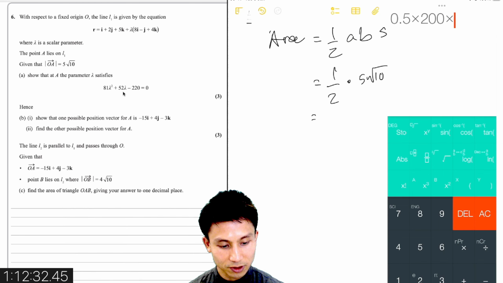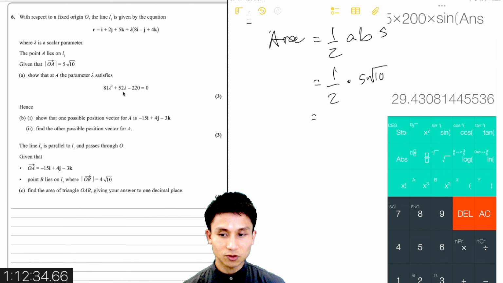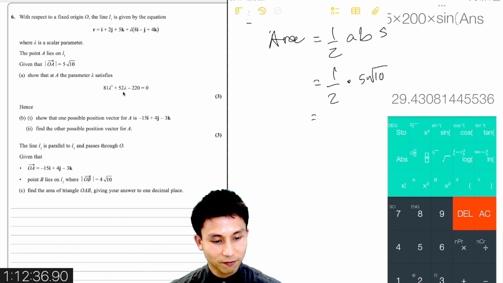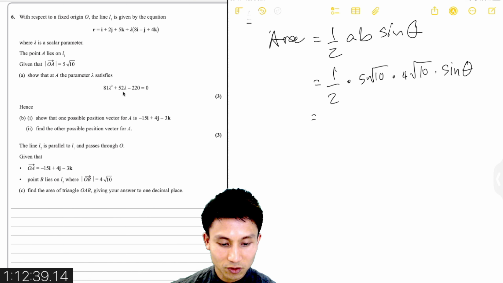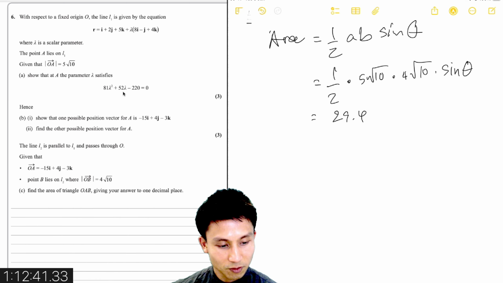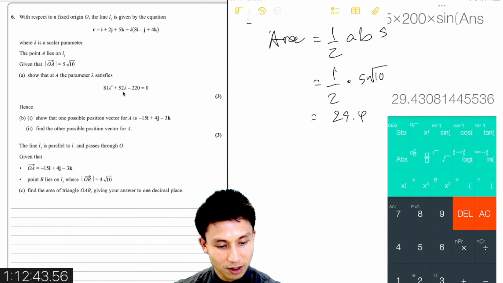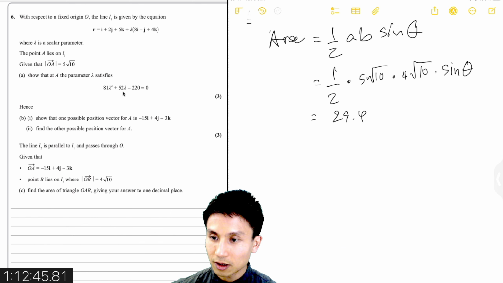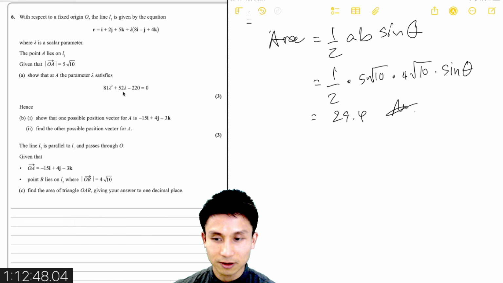Times, what was it, sine theta. So that is 29.4 to 1 decimal. Did I say 29.4? Hang on. Yeah, so that's it, the answer.